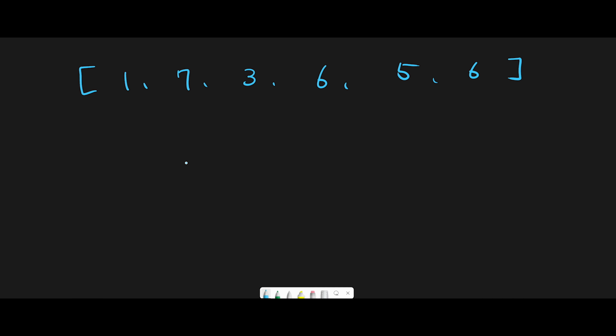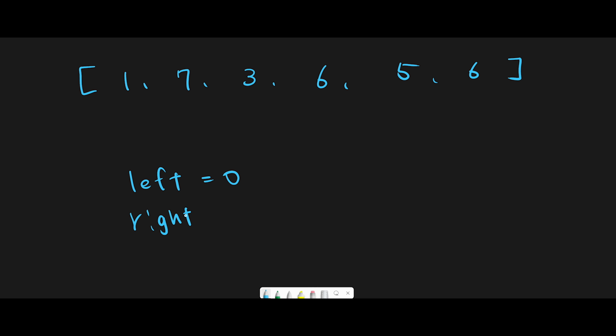1, 7, 3, 6, 5, 6. So to solve this question, the left total and the right total should be the same, right? So we need a left and a right, and they should be the same. So the question is, how can we calculate the left total? It's simple. If we iterate through from index 0, we just add the current number to the left total, so that we can create a left total, right? And in this case, the left total starts with 0.